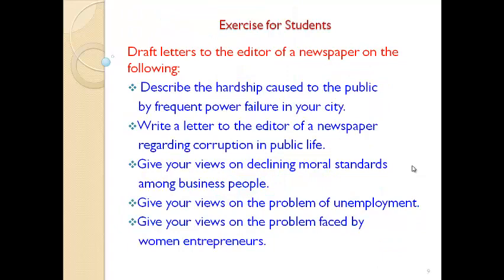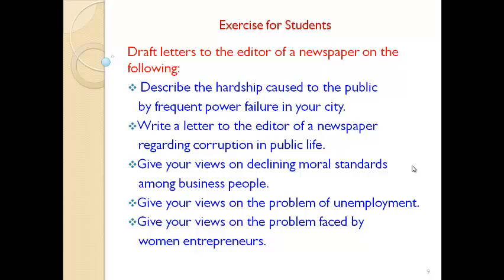However, I am giving some exercises to you students to write such letters to the editor on the following questions. Number 1. Describe the hardship caused to the public by frequent power failure in your city. Or write a letter to the editor of a newspaper regarding corruption in public life. Or give your views on declining moral standards among business people. Or give your views on the problem of unemployment. Or give your views on the problem faced by women entrepreneurs.